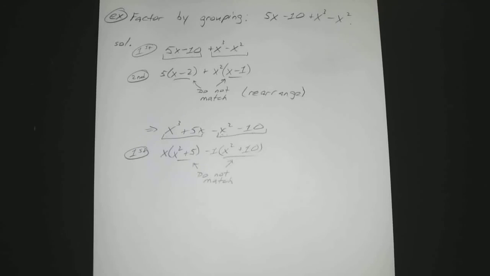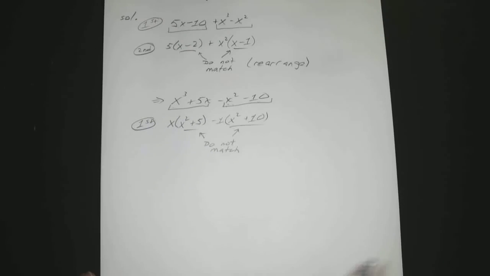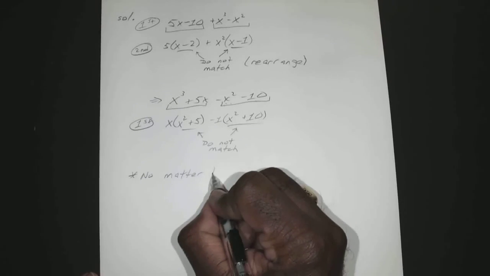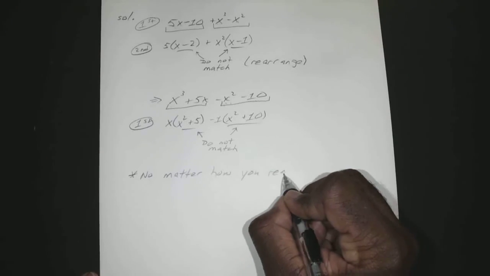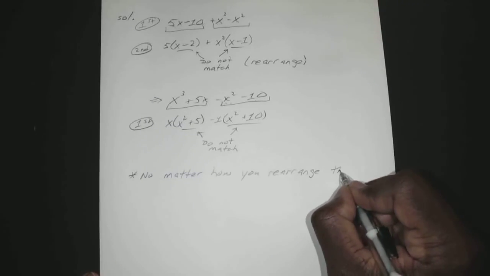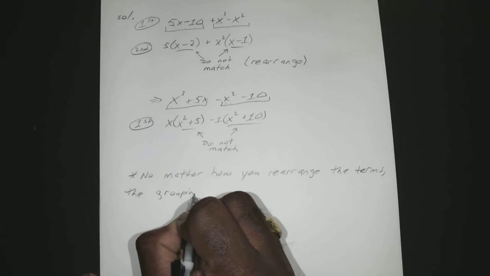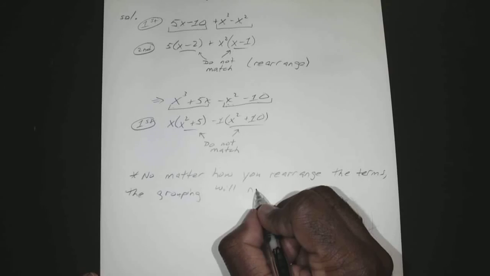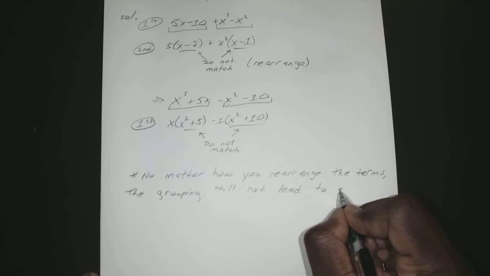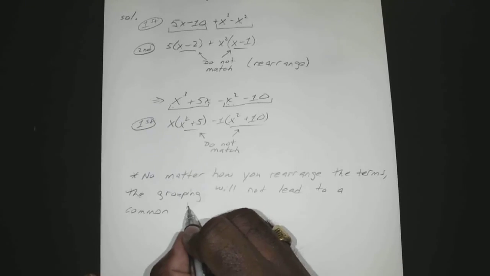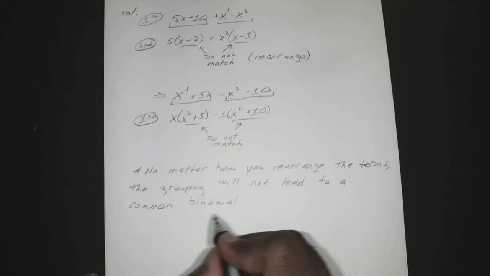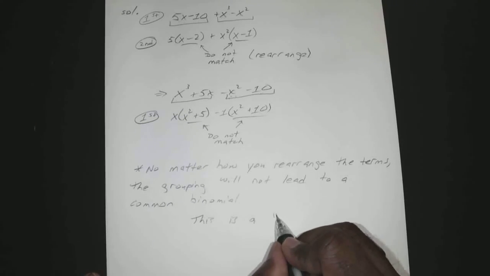You can keep rearranging and rearranging, and you will never get a matching binomial with this one. So this is the case where you have a prime polynomial. You can't factor it out. Okay, so no matter how you rearrange it, the grouping will not lead to a common binomial. Okay, so this is a prime polynomial.